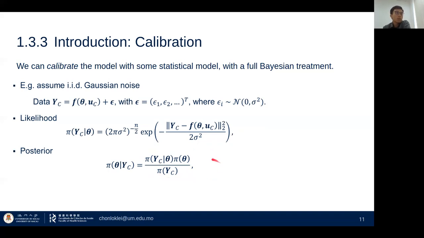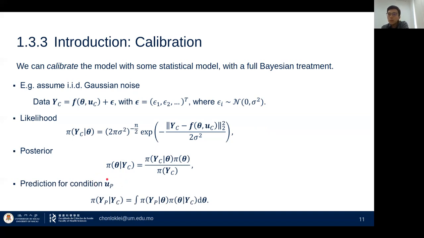To obtain or to approximate the posterior of the parameters, in practice, we usually use techniques such as the MCMC algorithm or a similar type to approximate the posterior distribution of the parameters. After obtaining the posterior distribution of the model parameters, we can use that to make predictions for some other conditions, for example, the action potential, using this form here.